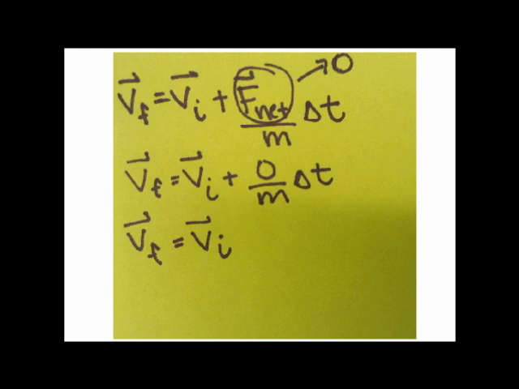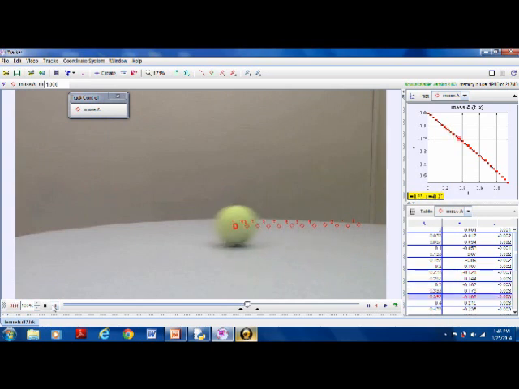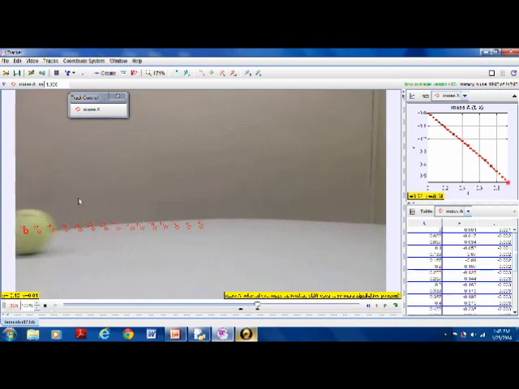I observed a tennis ball rolling across a table to test out this theory. Here is the video of the tennis ball. I used Tracker to track the motion of the ball and extract position versus time data. I chose the orientation of the axis so that the ball is moving in the negative x direction.